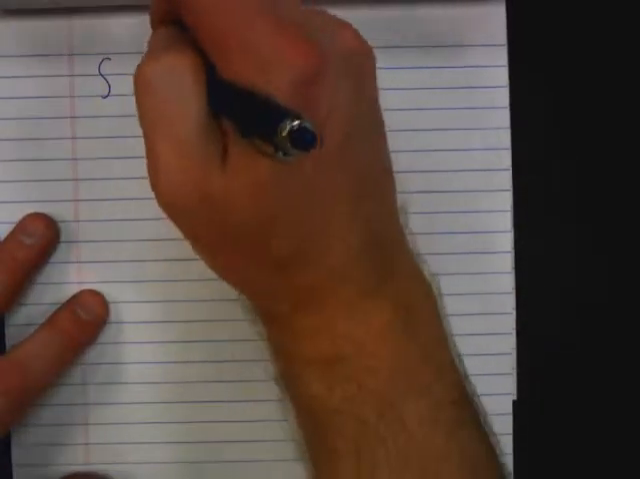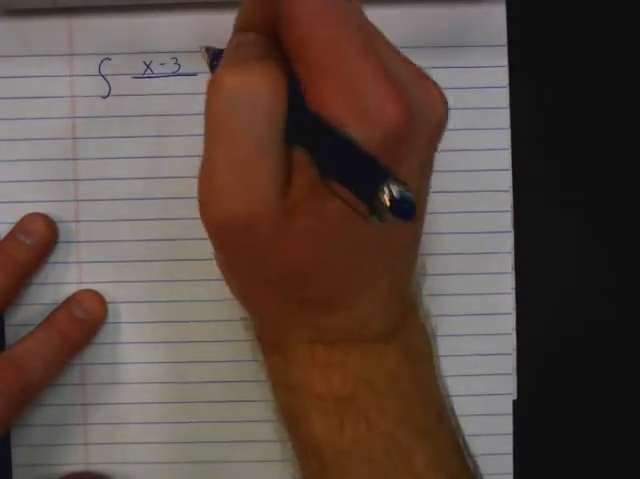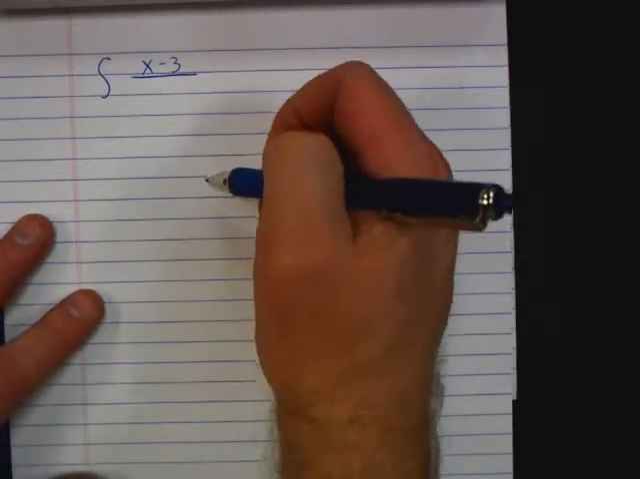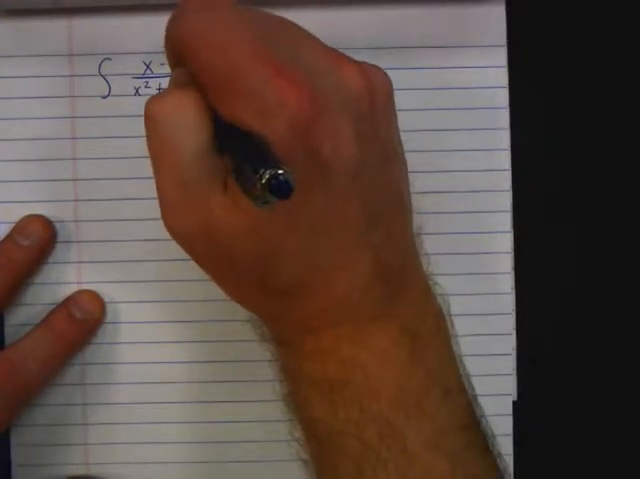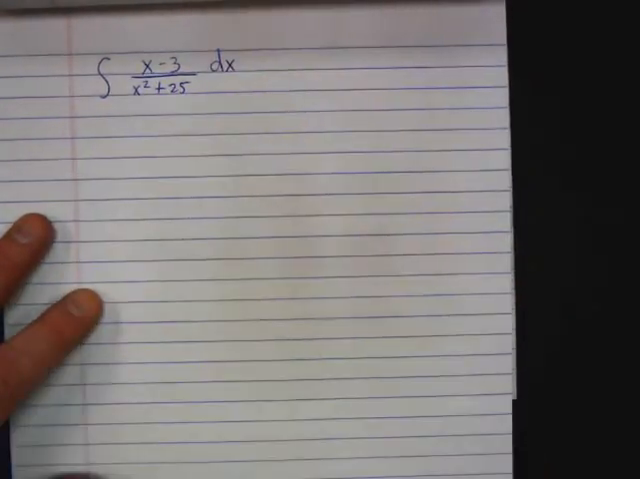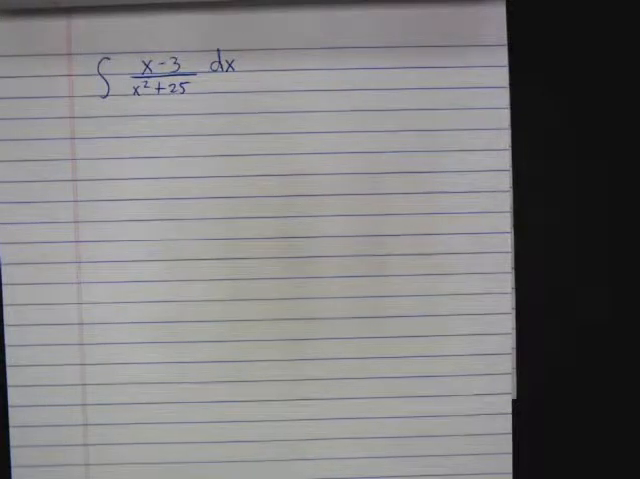How about the integral? Oh, here's a good one. This is what I was looking for. The integral of x minus 3 divided by x squared plus 25 dx. Any good ideas?